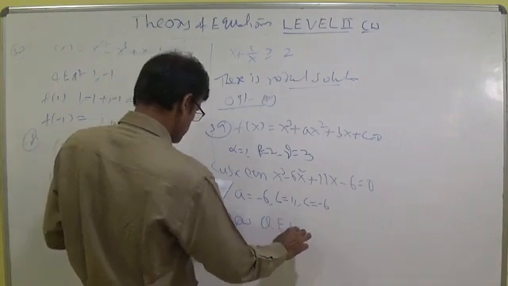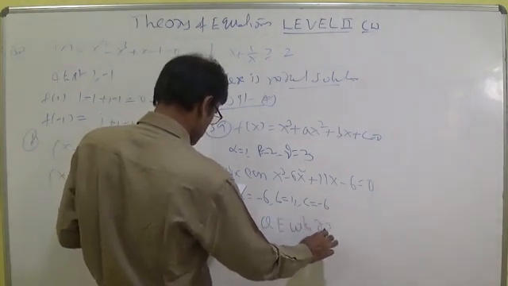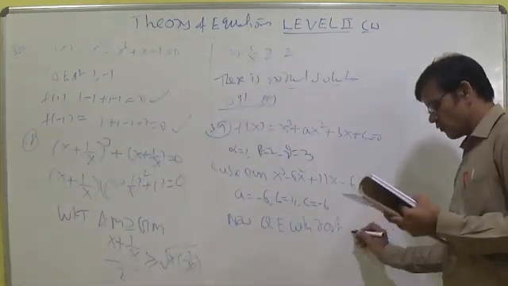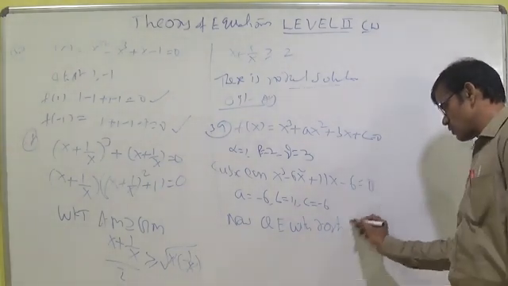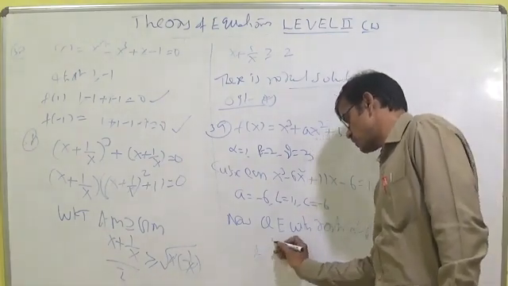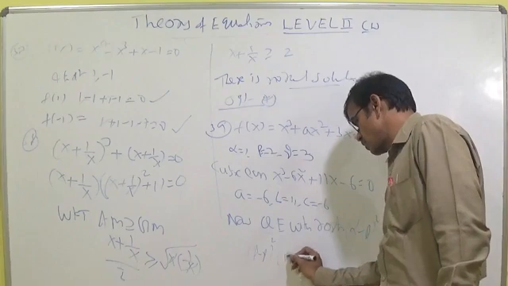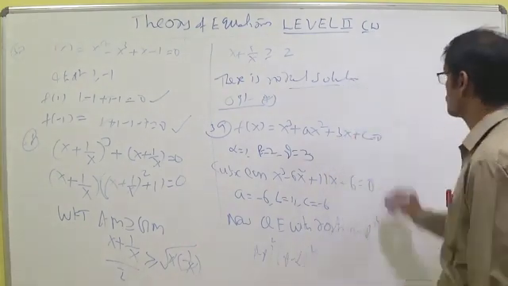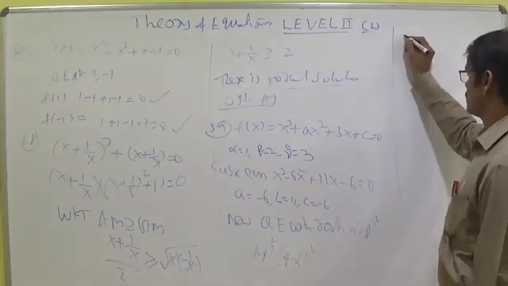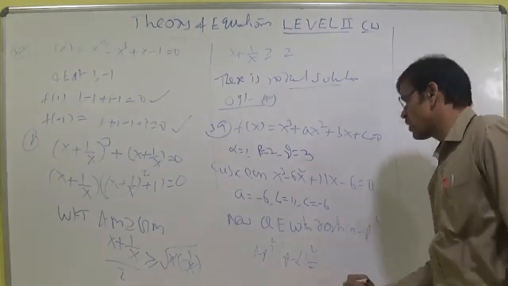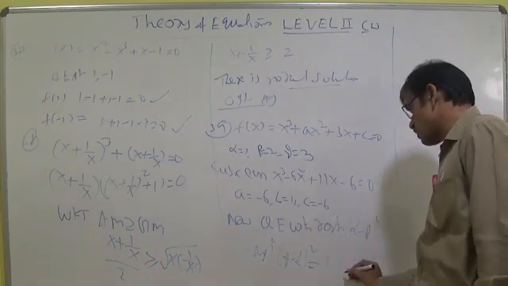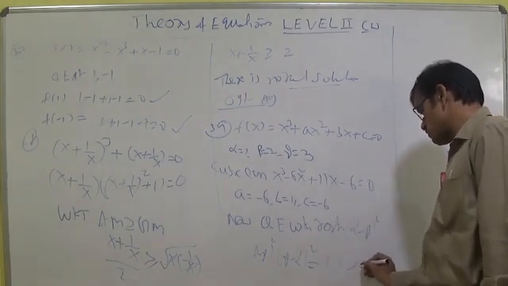Now, QE with roots alpha minus beta whole square, beta minus gamma whole square, and gamma minus alpha whole square. So what is alpha? 1 minus 2 whole square. So that is equal to, roots here I am writing, 1 minus 2 whole square is 1, and 2 minus 3 whole square is also 1, and 3 minus 1 whole square is 4.